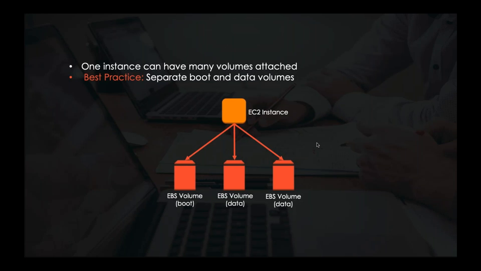But the only condition is the EBS volume and the EC2 machine should be in the same availability zone. It cannot go beyond the availability zone. The reason is that this block storage is a physical storage of your data. On the Amazon hardware, you are creating an EBS volume, so you are consuming physical storage. So it cannot be used for multi-regional purposes. You need to copy that data to another availability zone and then you can use it. But a single machine can only access it within that particular availability zone.